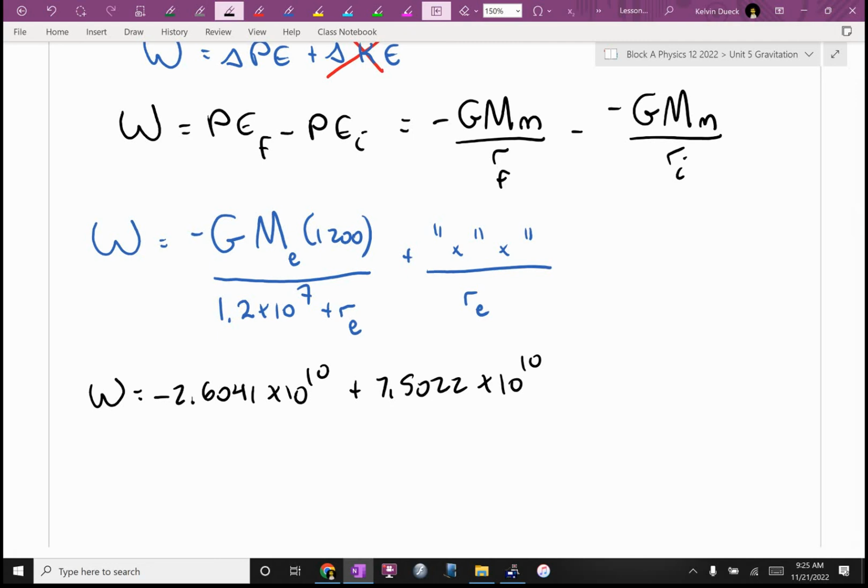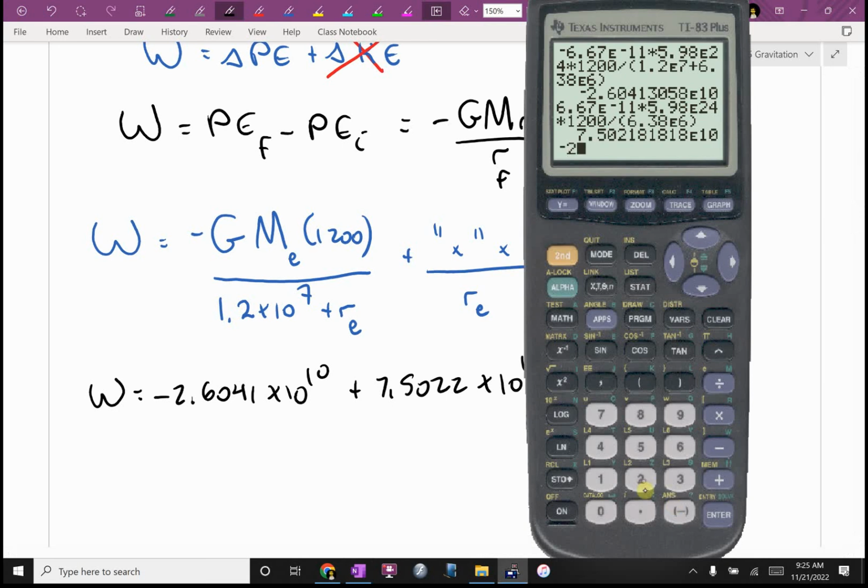Lena, what are they asking me to find? Oh, I think it's just going to be these two combined. So, negative 2.6041 scientific notation button 10 plus, oh, I can just go answer button. That's a bonus.